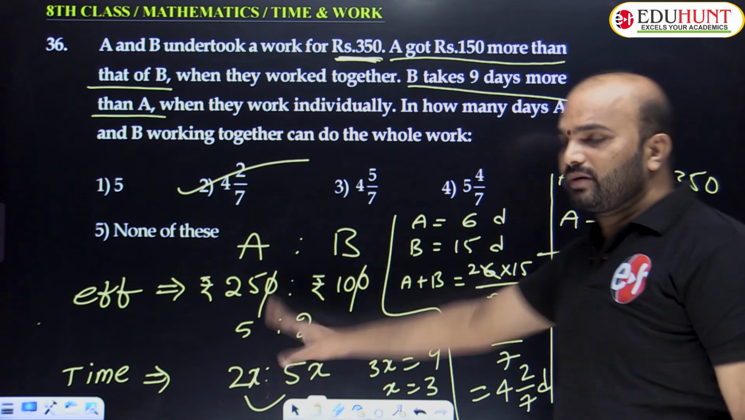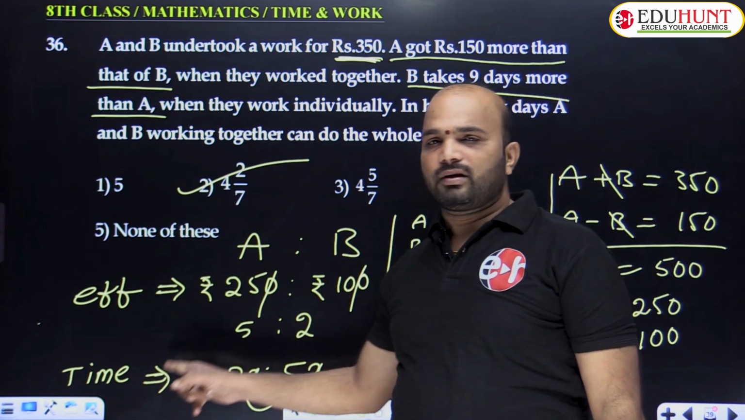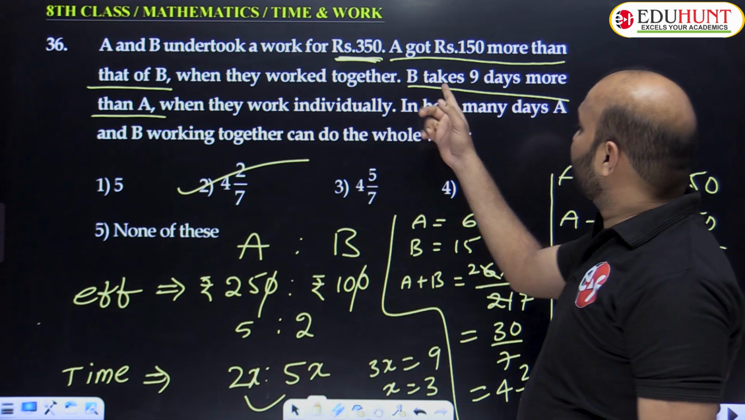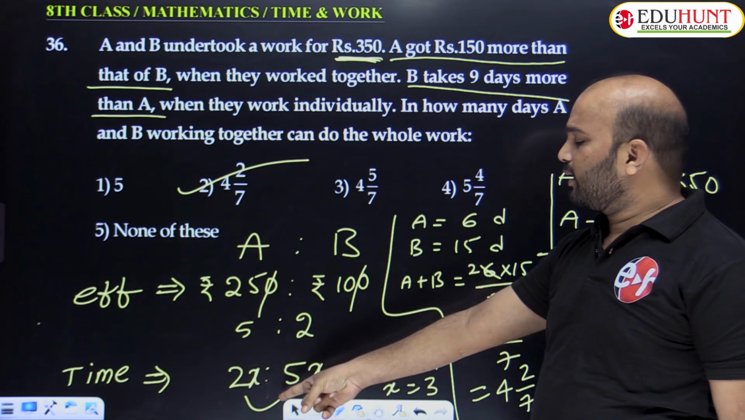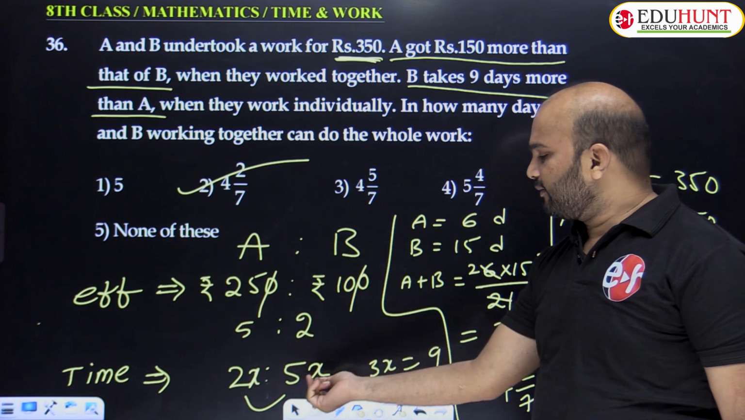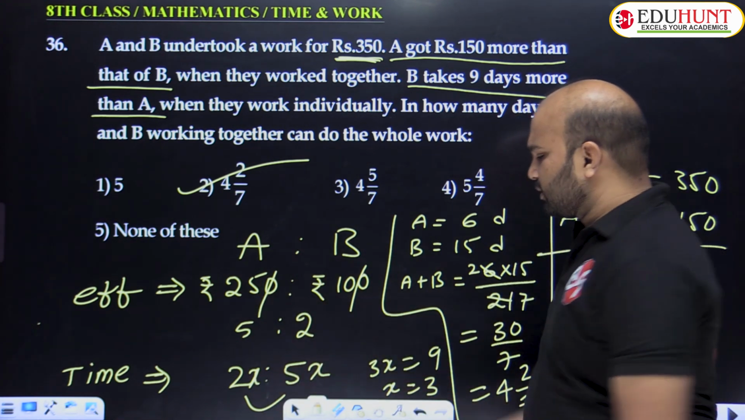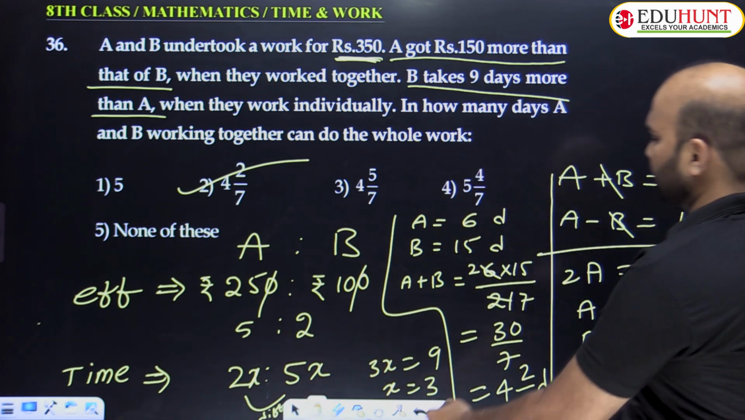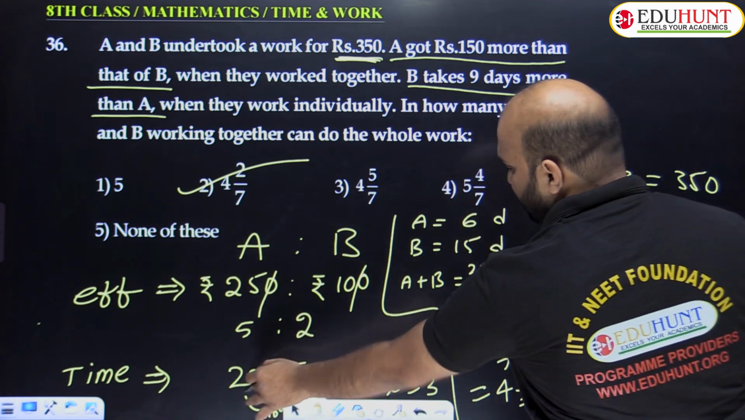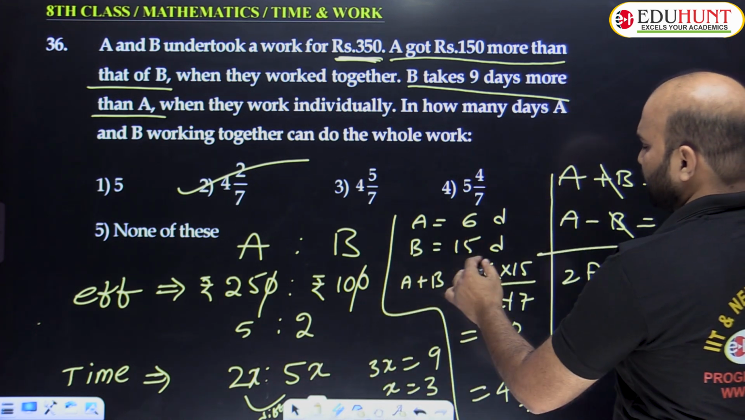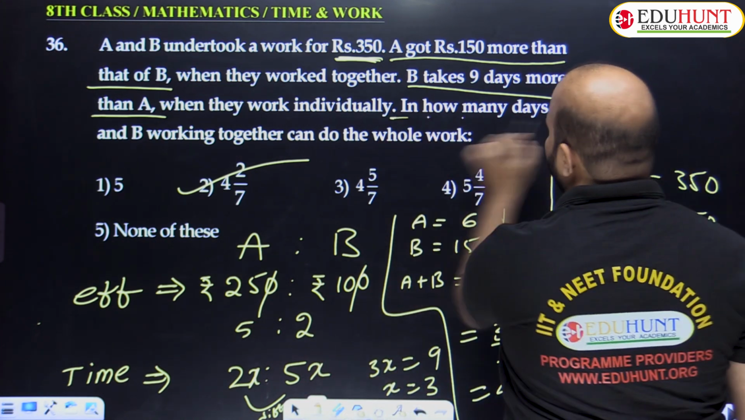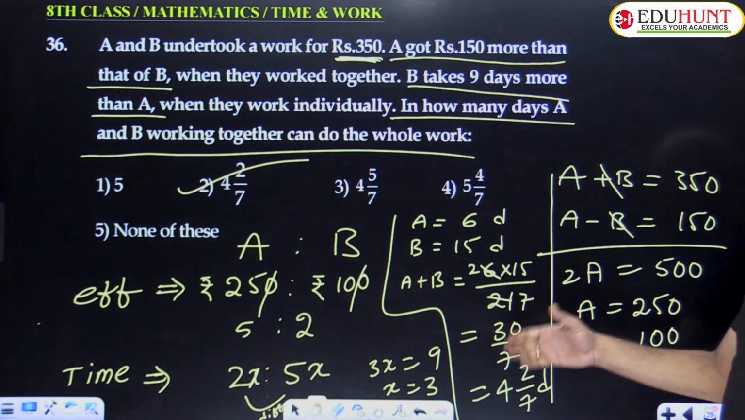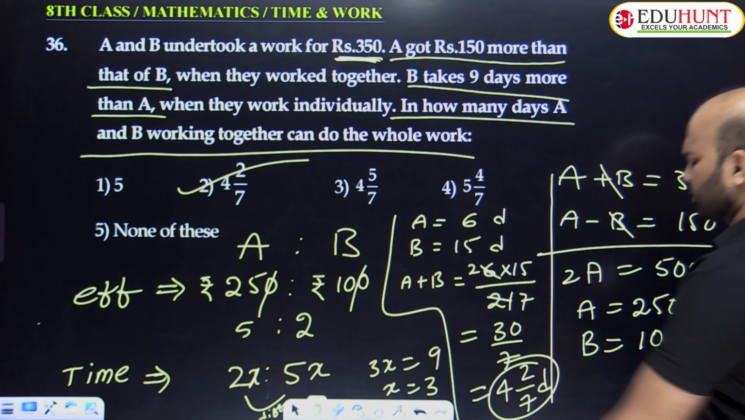So efficiency is converted to time, because time is always inversely proportional to efficiency. Given the condition that B takes 9 days more than A, B's time is 5x and A's time is 2x, so the difference is 3x. So 3x equals 9, and x equals 3. Putting this value into the time ratio, A takes 6 days and B takes 15 days. Together means product by sum, so the required answer is 4 and 2 by 7.